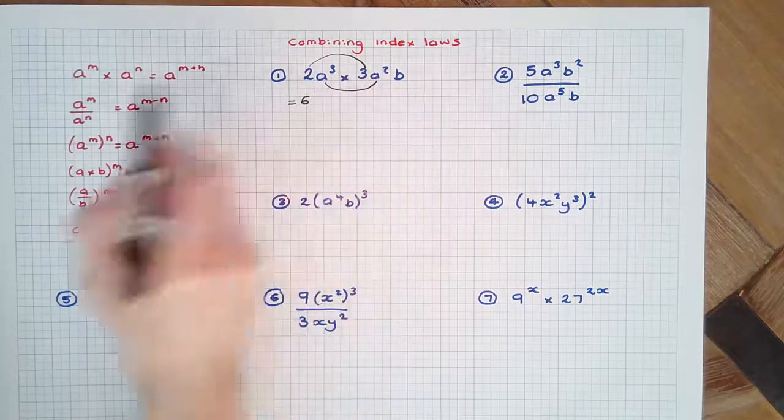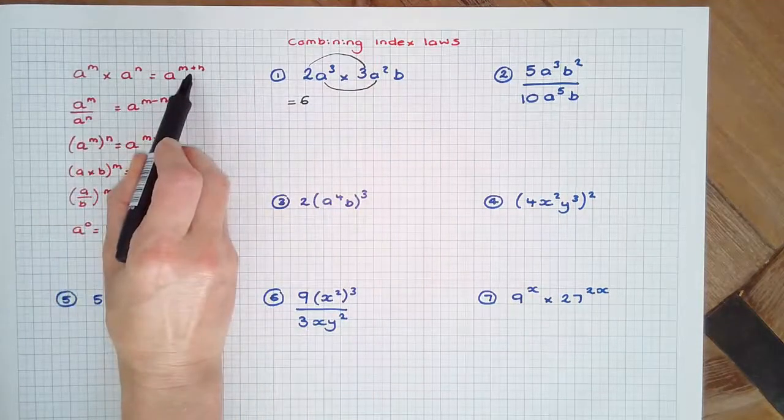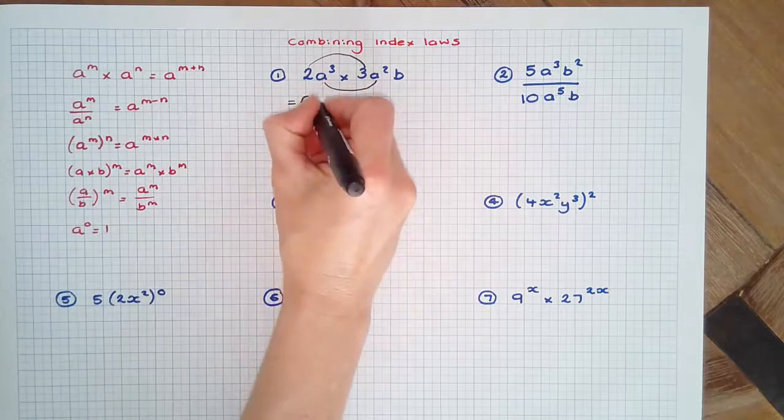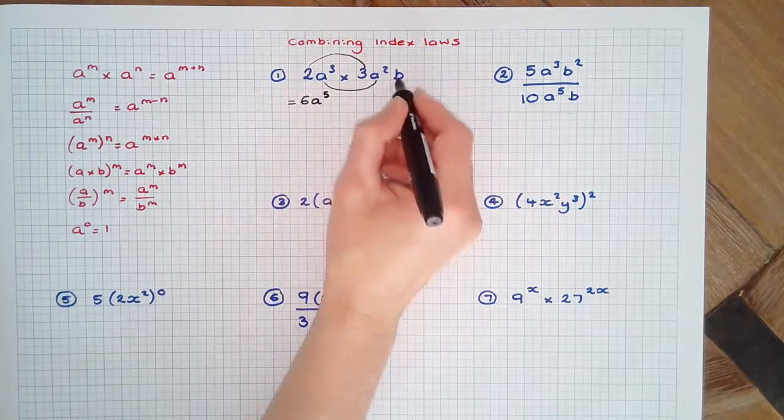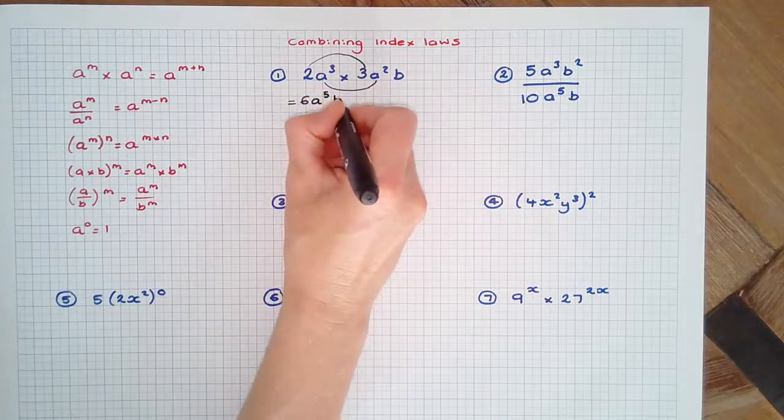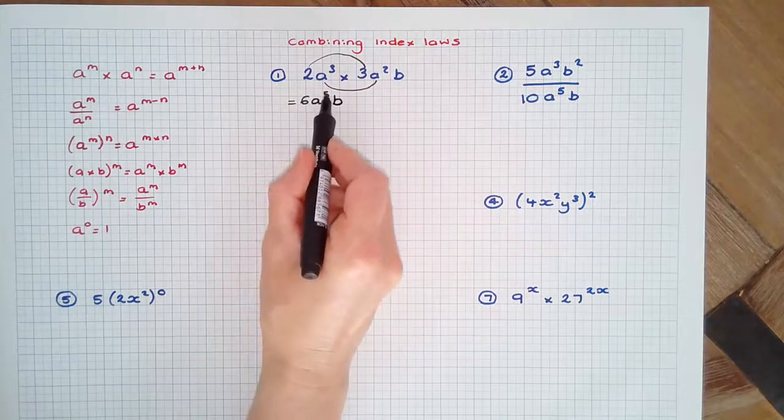When we're multiplying with the same base, we add the powers. That is a to the power of 5. And we've got a b that's still being multiplied, so we put it in the final answer, being 6a to the power of 5 b.